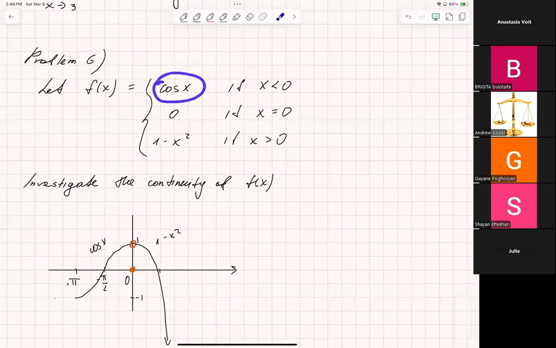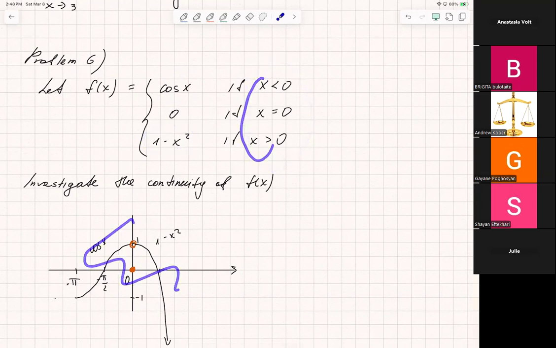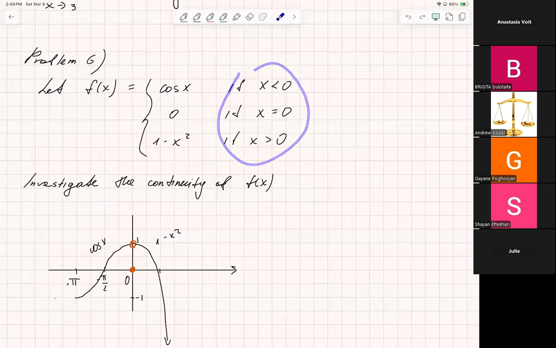So we said that cosine is a normally behaving function. 1 minus x squared is also continuous everywhere. The only place where we need to check what's happening, if you don't want to draw the graph, and you don't have to, but it just visually helps to see what's going on with the function. So now let's check analytically, or mathematically, what happens around 0.